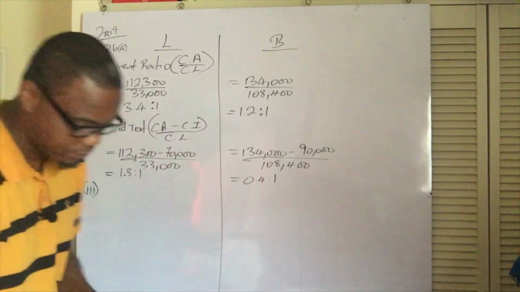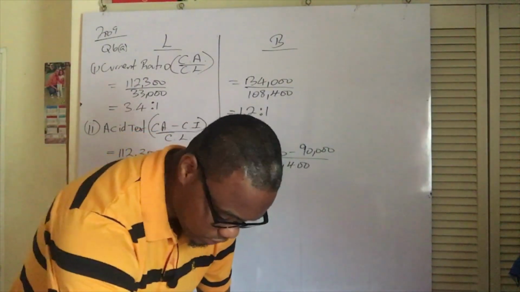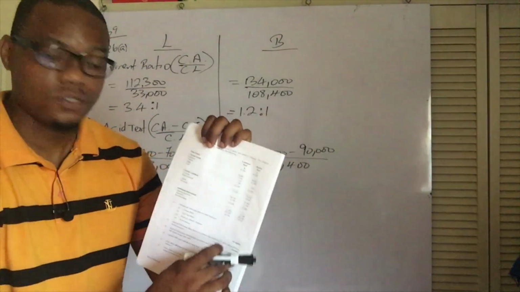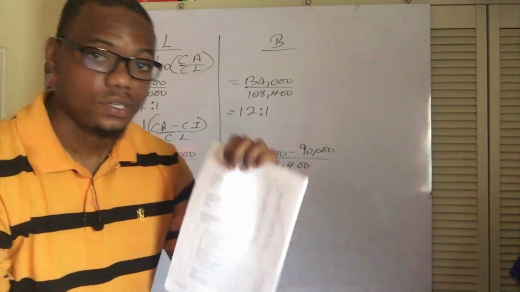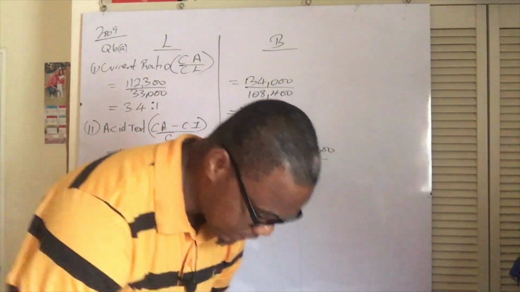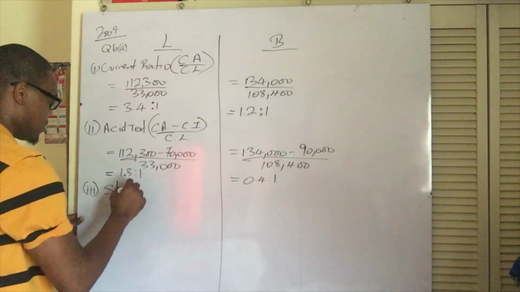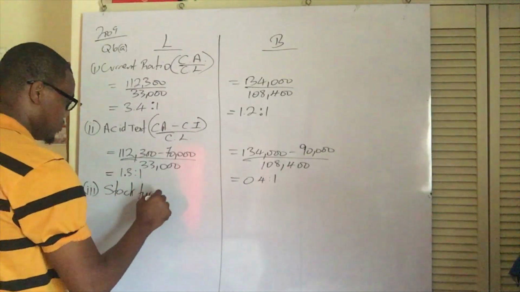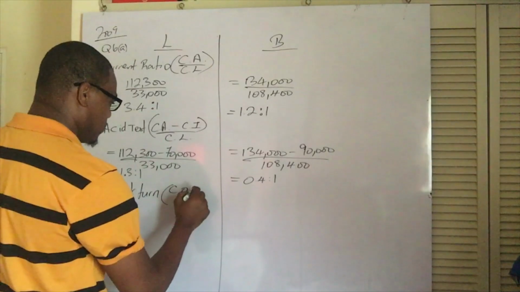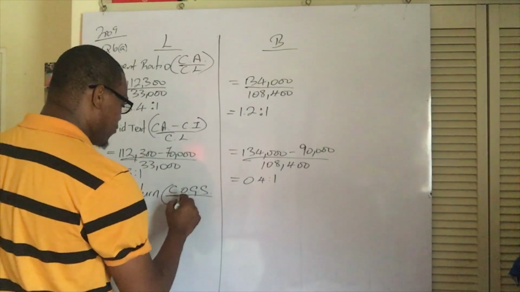All right. So the third thing that they ask us to do is to calculate the inventory or the stock turnover rate. And I want you to realize that the first part of the question is 10 marks, half of the marks of the question. So inventory or stock turnover, sometimes they call it stock turn ratio. The formula for that is cost of sales, or you can say cost of goods sold, divided by average stock.